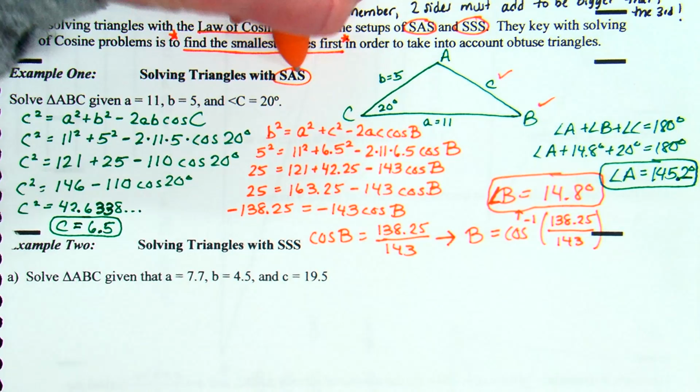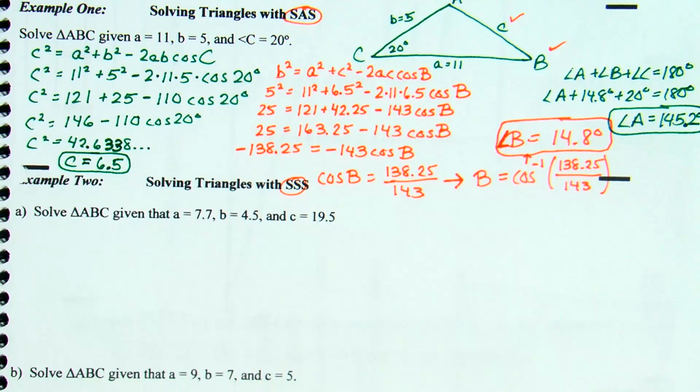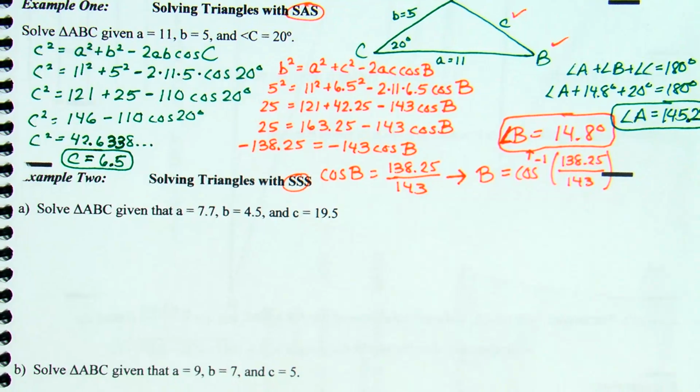That previous one was side, angle, side. Now we've got a couple examples to try with side, side, side. Example A, solve triangle ABC given that A is 7.7, B is 4.5, and C is 19.5. You can pretty much find whatever angle you want.